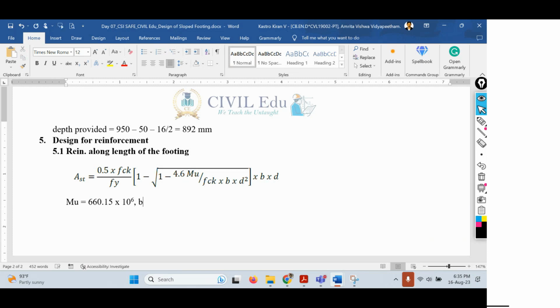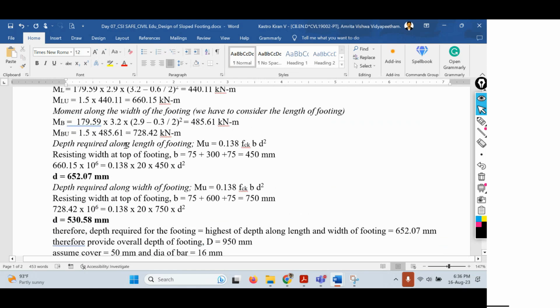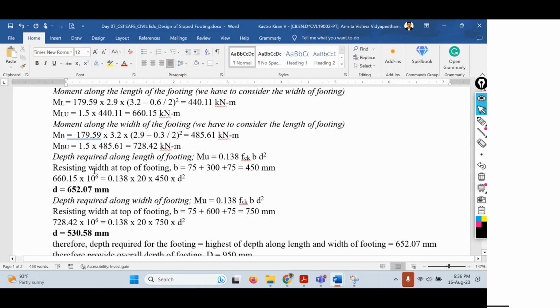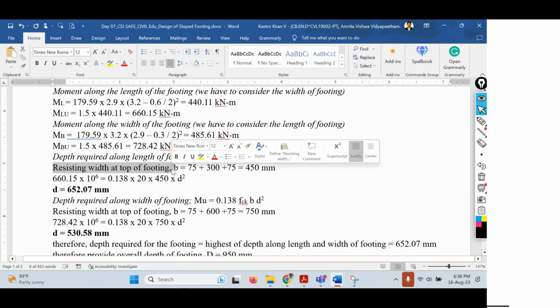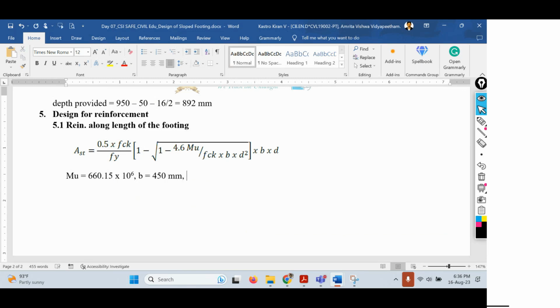And then the value of B. So B equals to, what is B? B is width at the top of footing. Okay, B is width at the top of footing. What is width at top of footing? So we have found out that. Just give me a second. Where is that? Yeah. So resisting width at the top of footing is 450 mm. So therefore, the value of B will become 450 mm. So B equals to 450 mm, and the effective depth D equals to 892 mm.